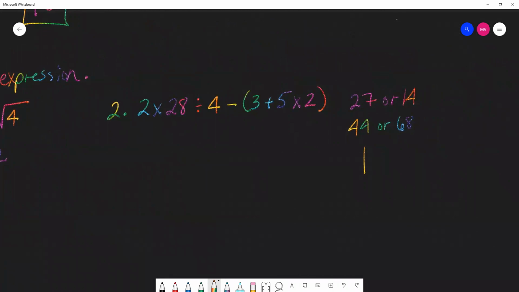All right, so for number 2, we also got a variety. We got options from both of you. One of you said 27, and then you said 14. The other one said 44 or 68. And then we got a 1. Well, 1 is correct. So that's the answer we're looking for. So let's both check our order of operations and our math. So what, according to our order of operations, needs to be done first?